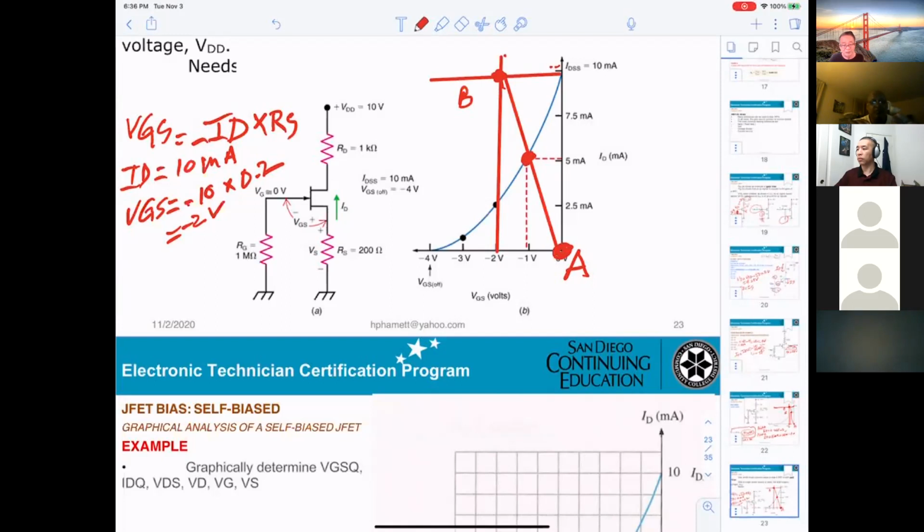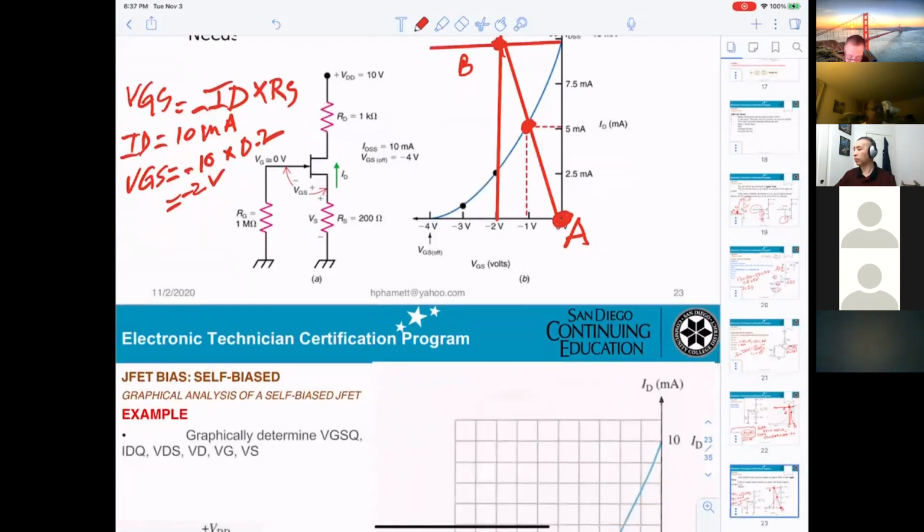There's only one way. You must follow it. Don't ask me why. You need to draw the line. Wherever they cut the curve, that is the Q point. And from that Q point, you're able to get the ID and the VGS. However, later on you can see, if you're reading the textbook, they don't show you. Most of the textbooks use a simpler way. Then we will do it later.